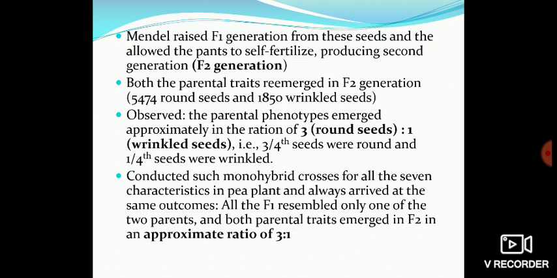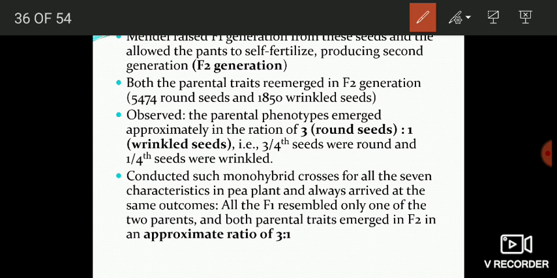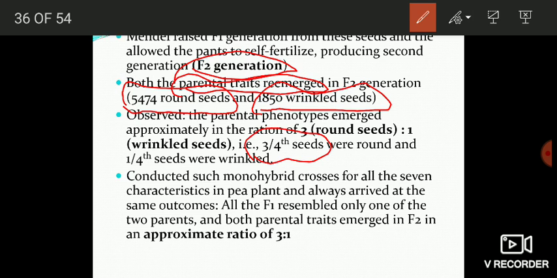Then Mendel raised the F1 generation from these seeds, and he allowed the plants to self-fertilize, producing the second filial generation, or F2 generation. In the F2 generation, the parental traits, I mean round seeds and wrinkled seeds, re-emerged. He found that 5474 plants showed round seeds and 1850 plants showed wrinkled seeds. He observed that the parental phenotypes re-emerged approximately in the ratio of 3:1. That means 3/4 of the plants showed round seeds and 1/4 of the plants showed wrinkled seeds.